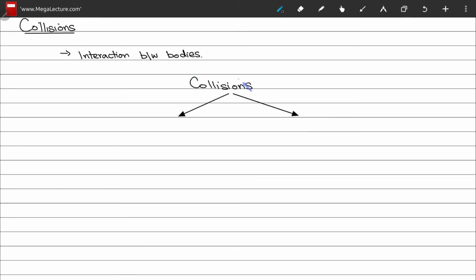Now collisions may be divided into two groups. First, we have a type of collision which is known as elastic collision, and in that, the kinetic energy and the linear momentum of your system are conserved. Next, we have inelastic collision. For an inelastic collision, only the linear momentum of the system is conserved, and so the kinetic energy is not conserved.